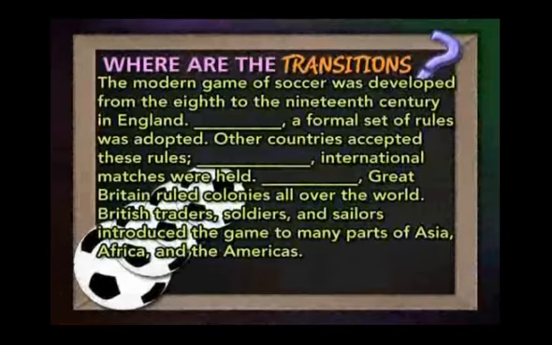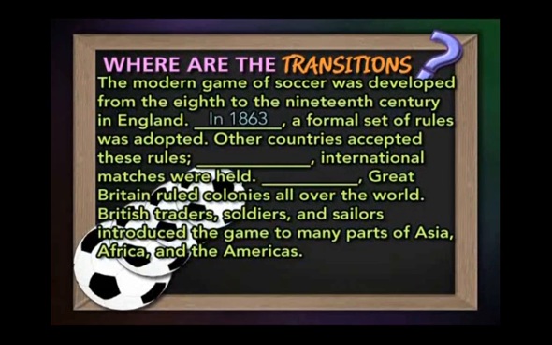Your answer may vary a little bit from mine, but make sure that you chose the transitions that show the relationships that you want. The modern game of soccer was developed from the 18th to the 19th century in England. I put here the date because I thought that made the most sense. In 1863, a formal set of rules was adopted. I wanted to know exactly when. So I went for a transition that showed time.